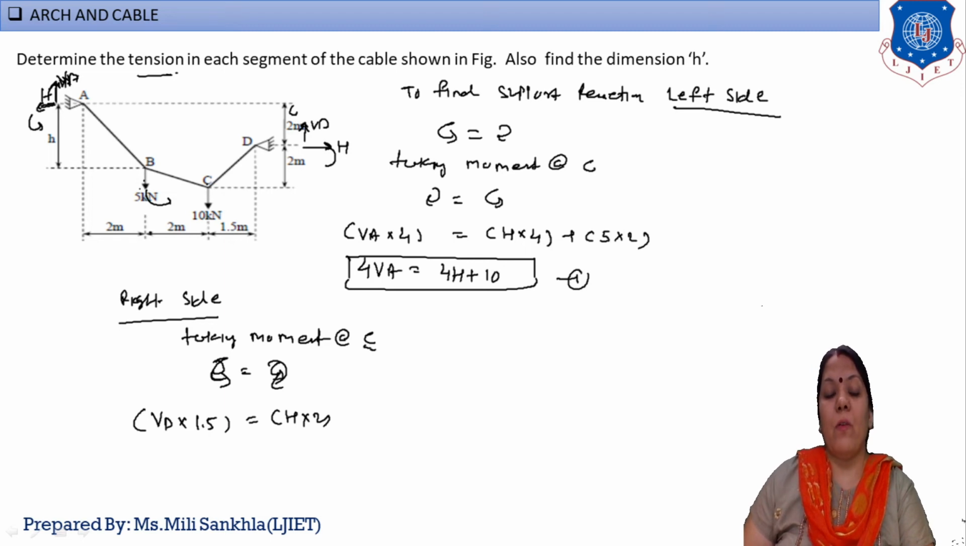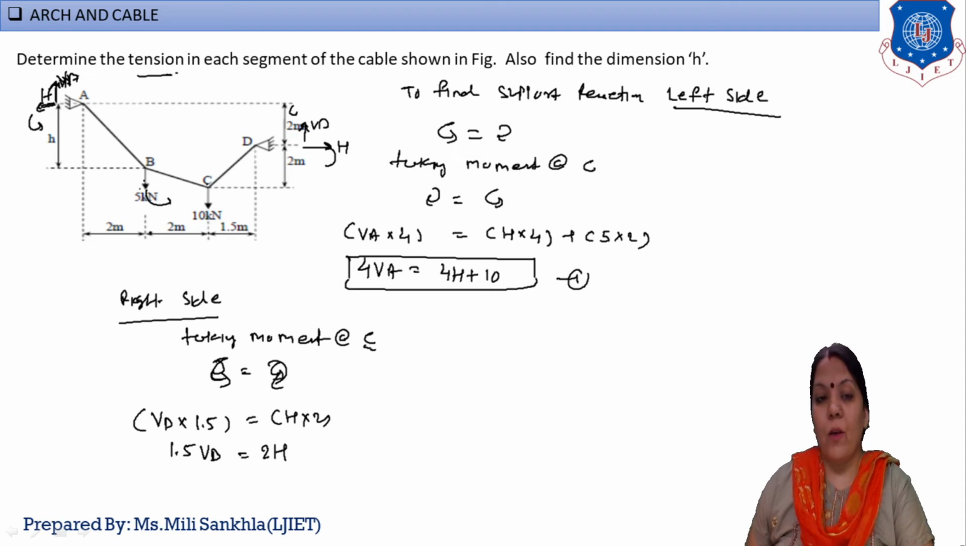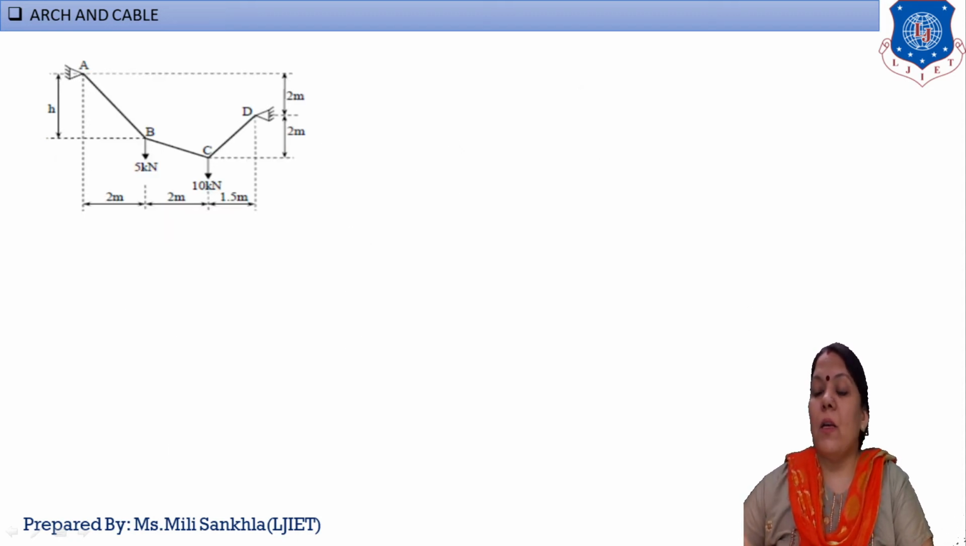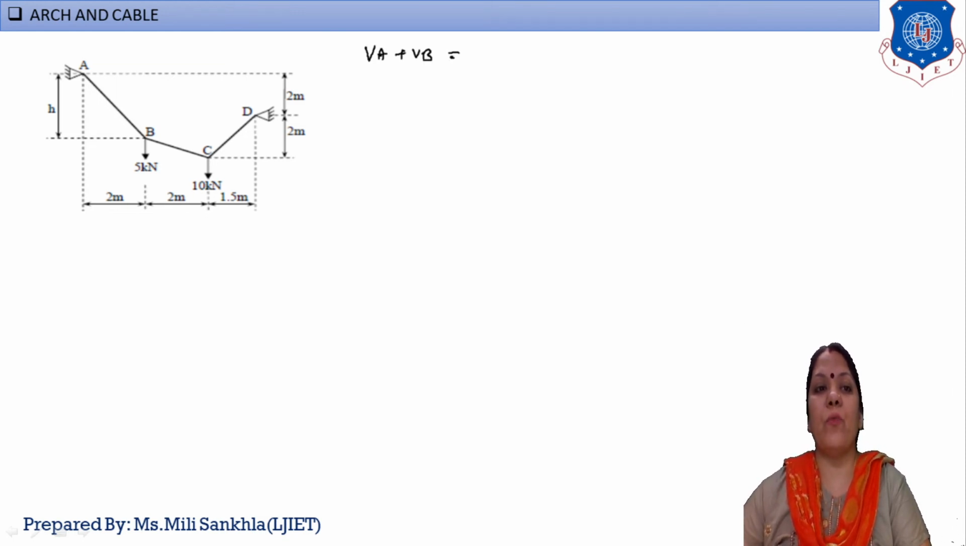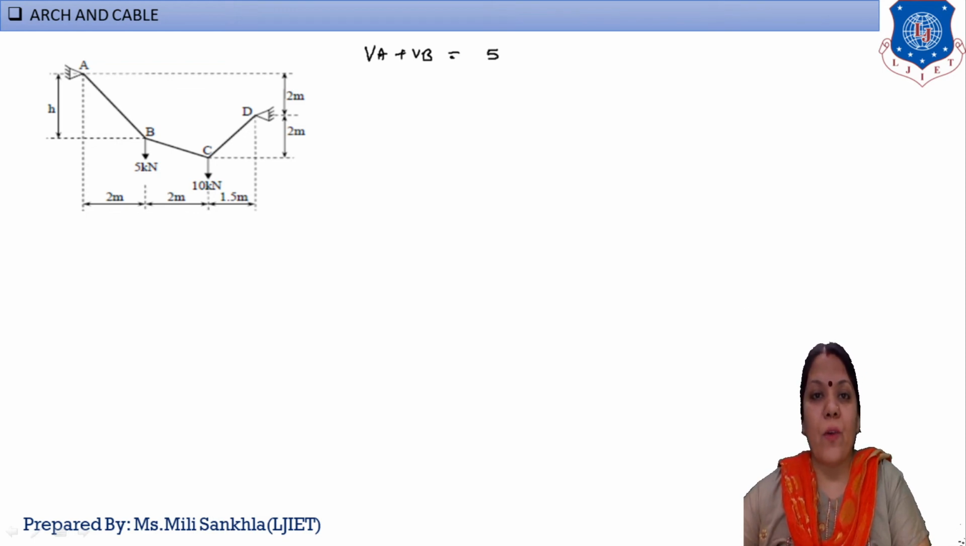Now our equation is 1.5 VD equals 2H. Next, the summation of VA and VB, that is our total vertical force. Total vertical force VA plus VB in this given cable is equal to 5 plus 10, which is 15. This is the value of 15.